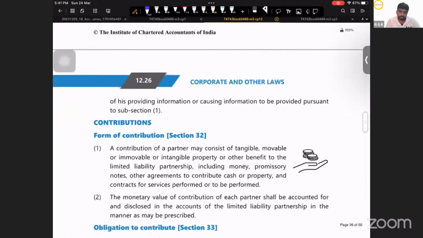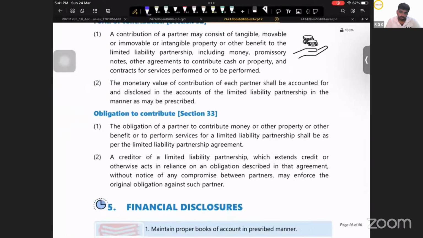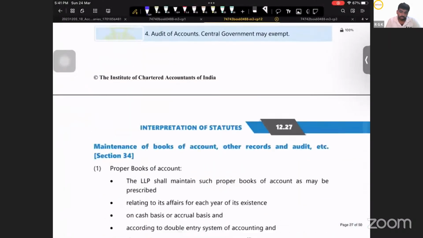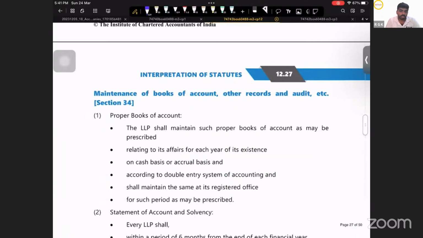Next, whistleblowing is important. Financial disclosures are important. Section 34. What does it say? Proper books of accounts. LLP shall maintain proper books of accounts relating to its affairs for each year of its existence. In all the years that the LLP existed, the financial details of all those years should be disclosed, and proper books of accounts should be maintained. It shall be maintained on cash basis or accrual basis.